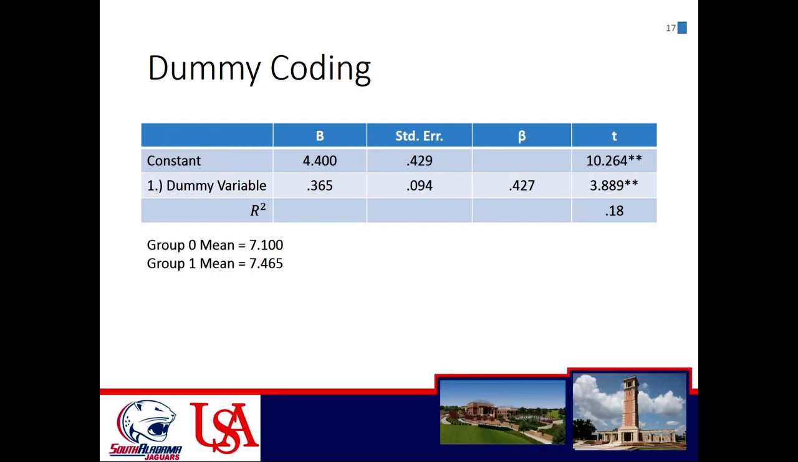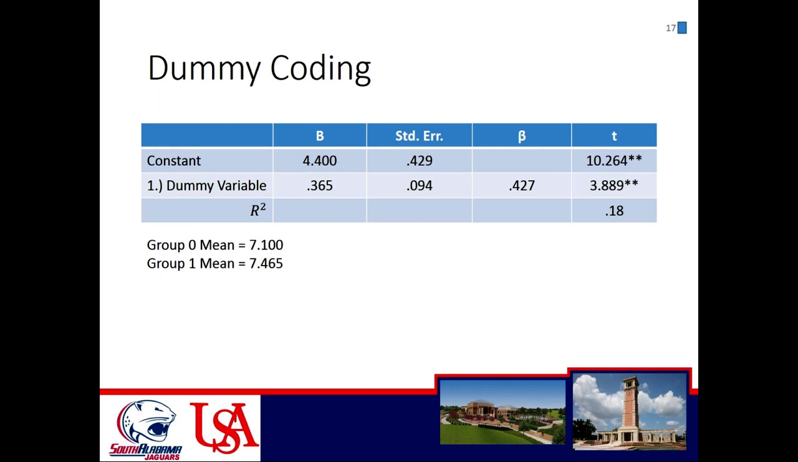So you run your regression, and it might look like this. It might say, well, your beta, as you can see there, is 0.365. Your standardized beta might be 0.427. And then you have a t statistic. Your t is 3.889, and it has 2 asterisks. What does that mean if you have 2 asterisks? As you hopefully said, that means your results are statistically significant.